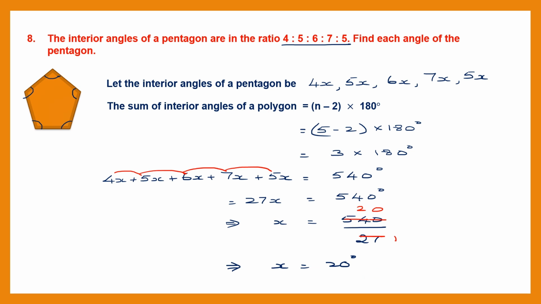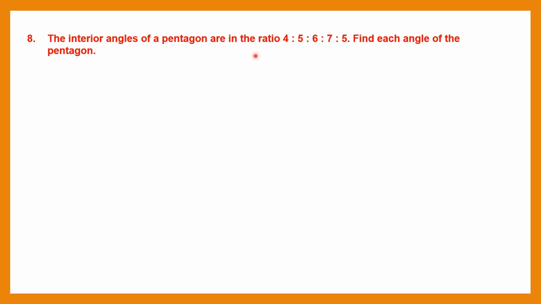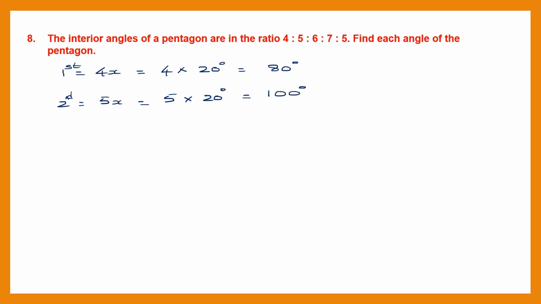So let's do that. Here we said the interior angles are in this ratio, and what are all the angles? The first angle is 4x, which is 4 into x, and x we found out to be 20 degrees. 4 into 20 is 80 degrees. The second angle is 5x according to the ratio. So that is 5 into x, and x is 20 degrees. 5 into 20 is 100 degrees.